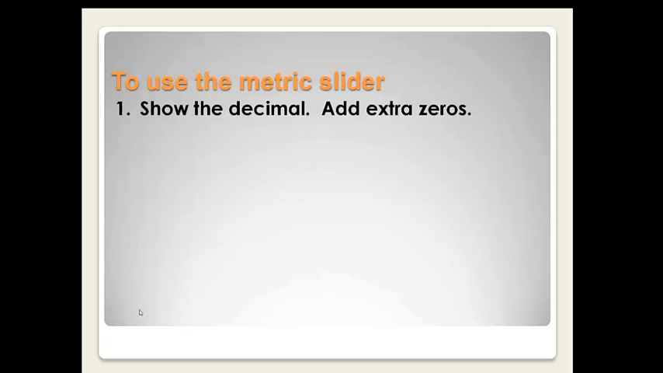Then you're going to add some extra zeros. You're going to add some extra zeros before the number, you're going to add some extra zeros after the number, and that's so that when you're using your metric slider, you have some room to work.